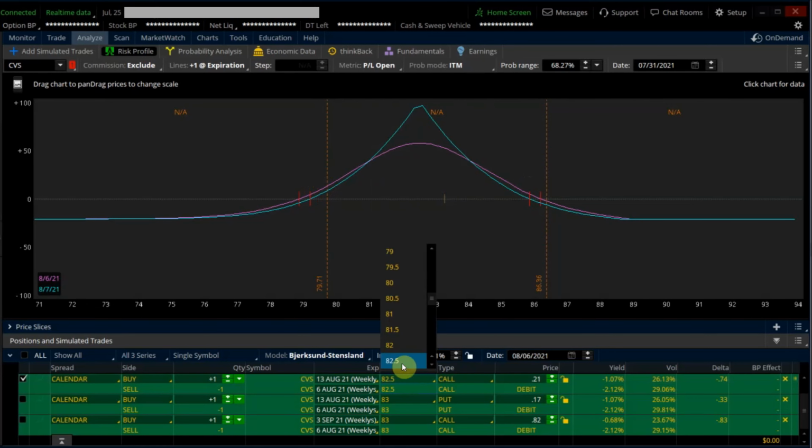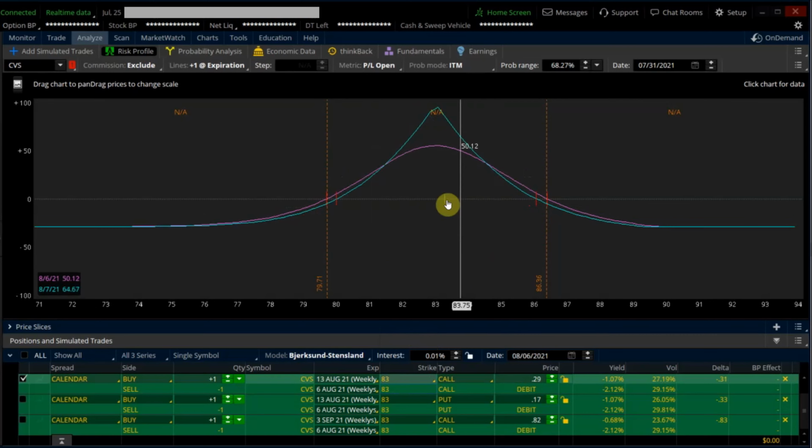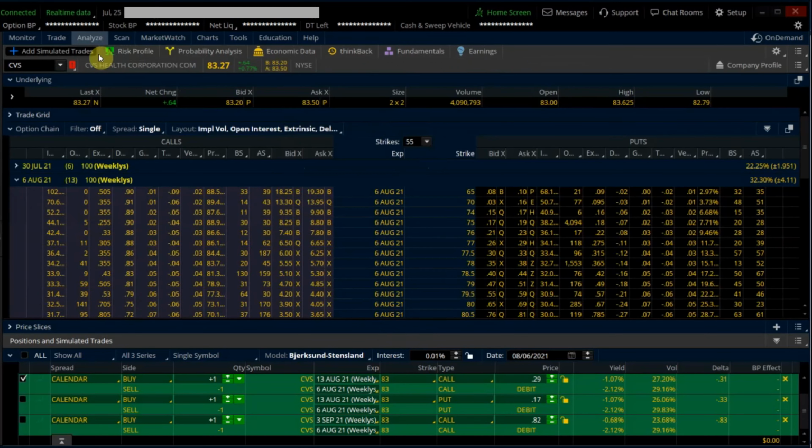So let's change this back to $83 first. Okay, so I'll go to the simulated trades over here.